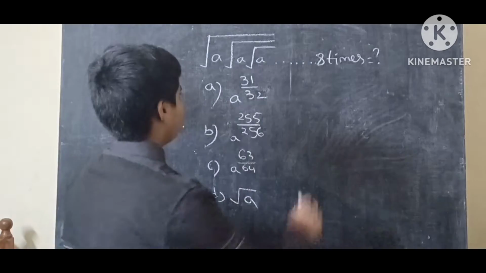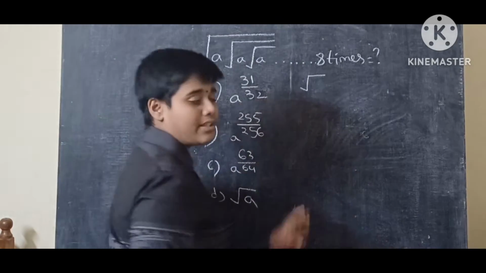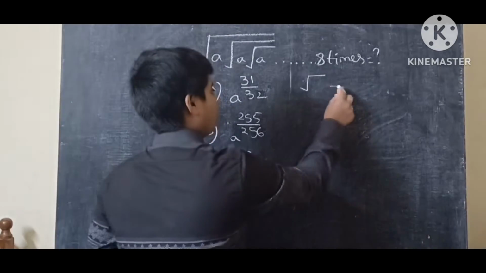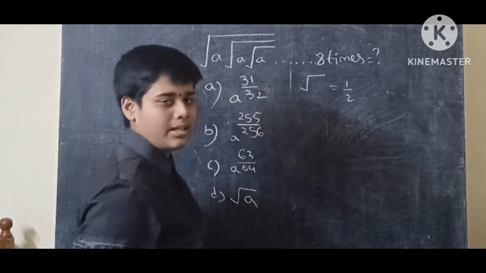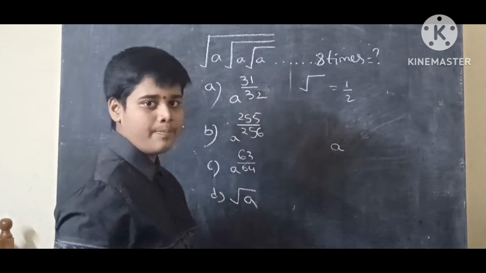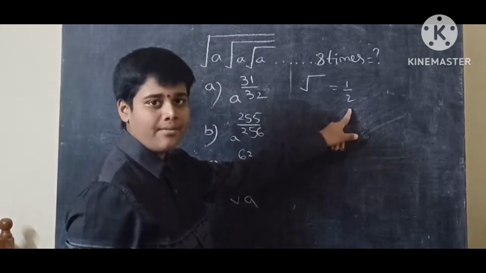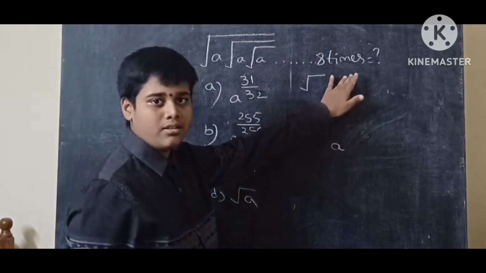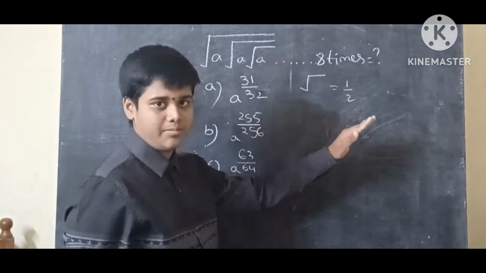Next: root over A, 8 times. Which means, here very important, what is the square root value? Half. Remember this point. First we have to write A, and one square root value is half. Here 8 times is there, so we have to multiply half 8 times.